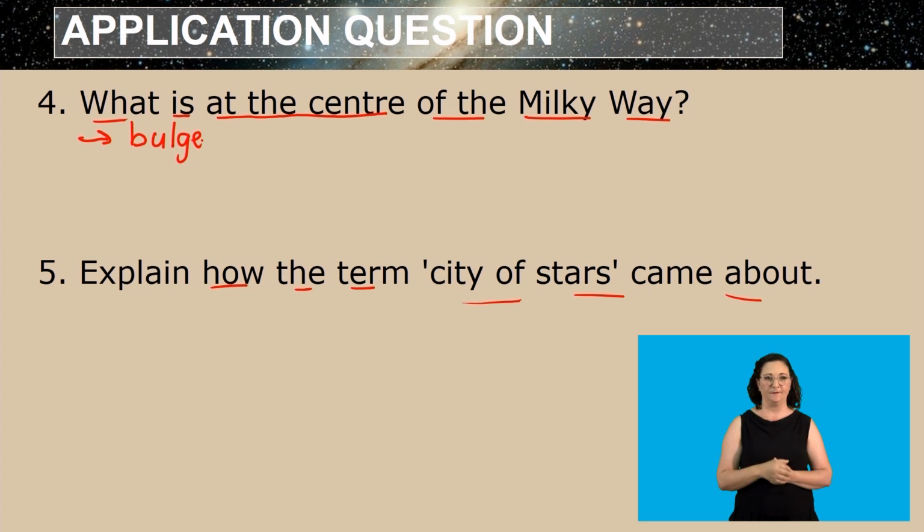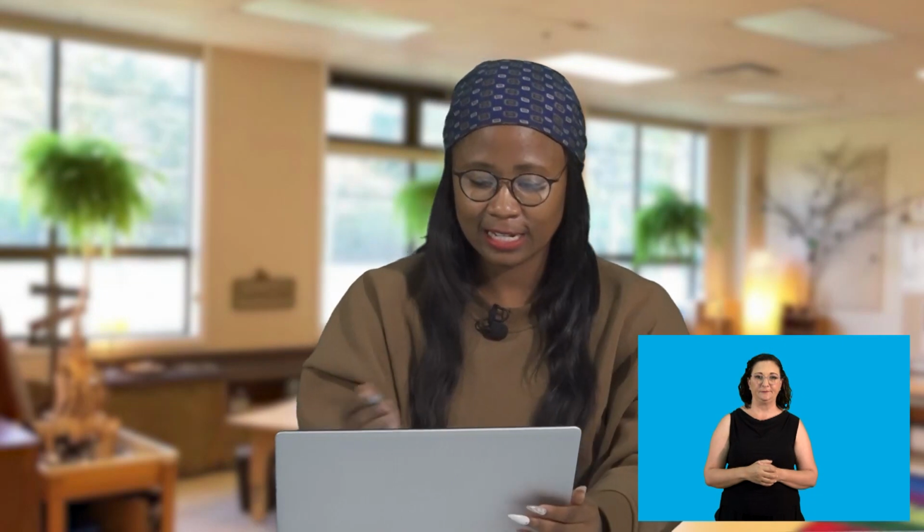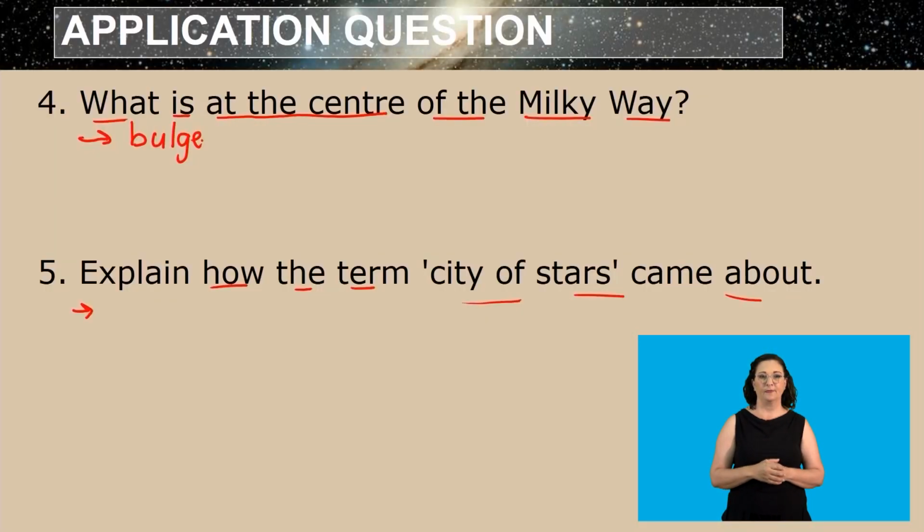And then what happens to those galaxies? Some are born in the process, others are living their life in the process, and others are merging with others to become bigger and bigger galaxies. So let us write that down. We are saying, explain how the term City of Stars came about.